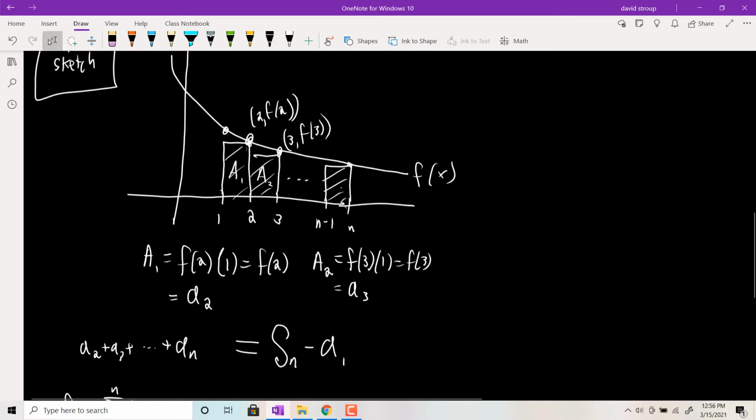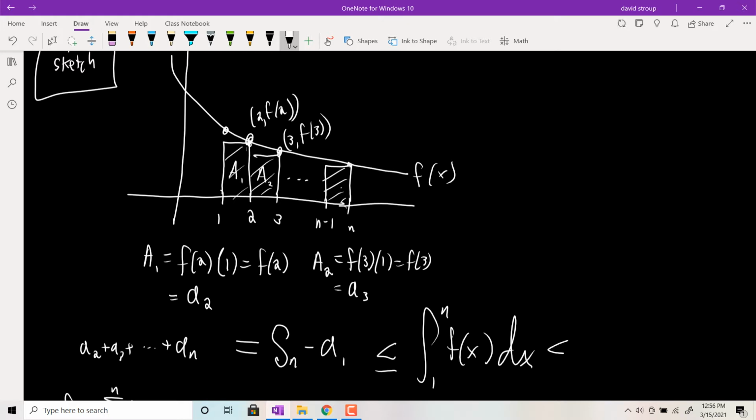This is less than or equal to the actual area underneath the curve from 1 to n. And you would find that area by just integrating. So the integral from 1 to n of f of x dx. Okay? And then we'll compare that to circumscribed rectangles.